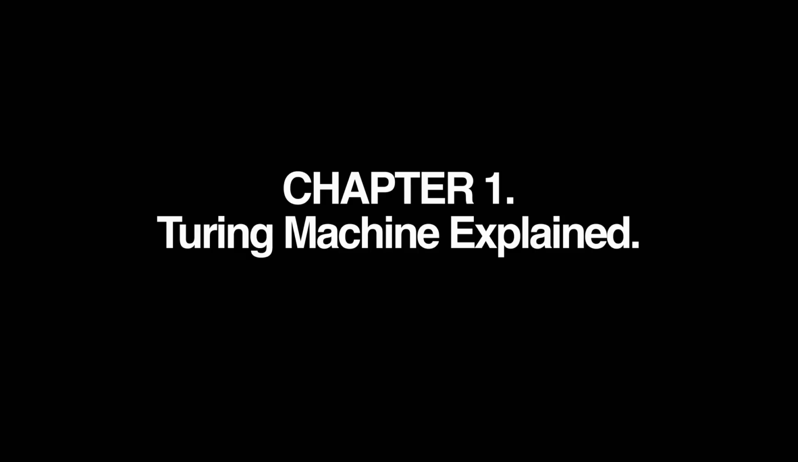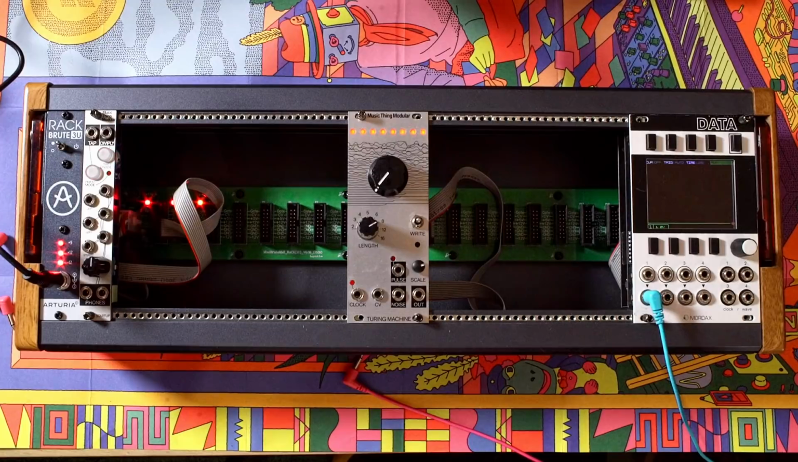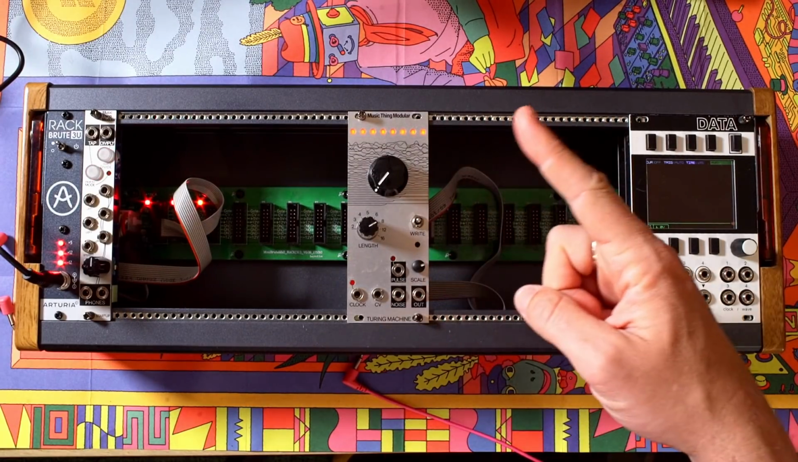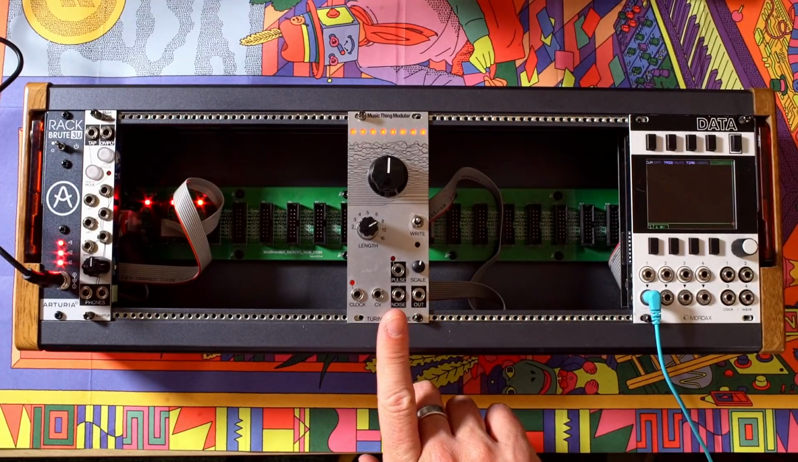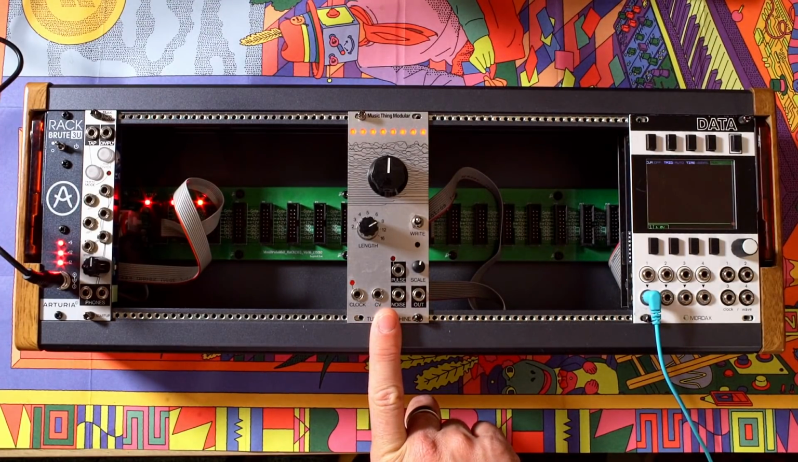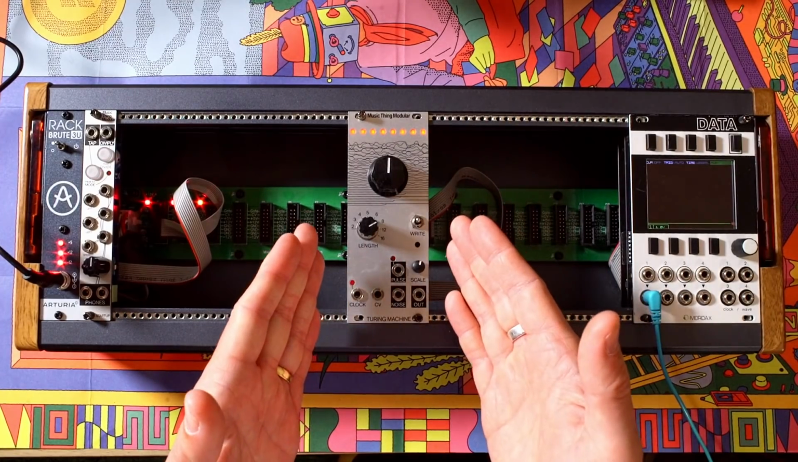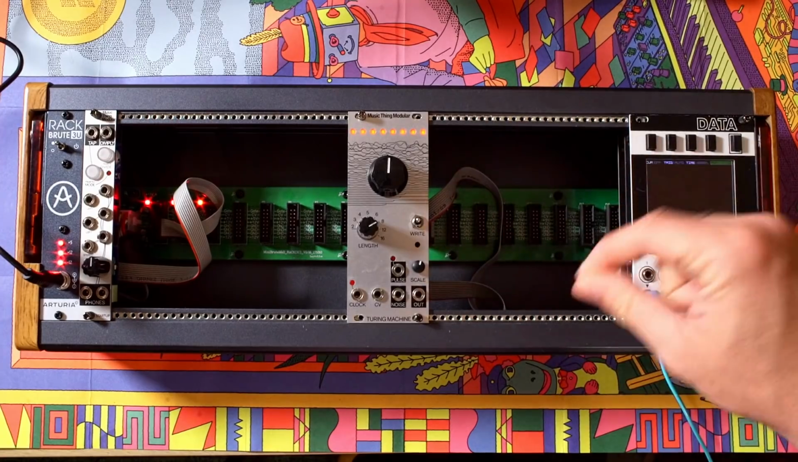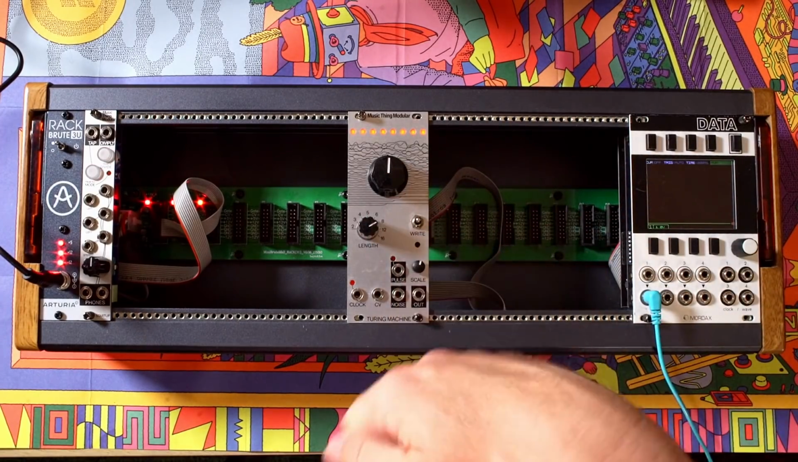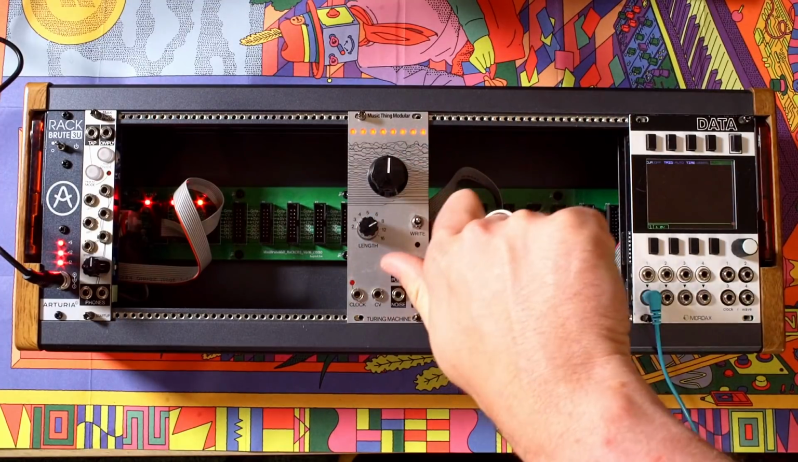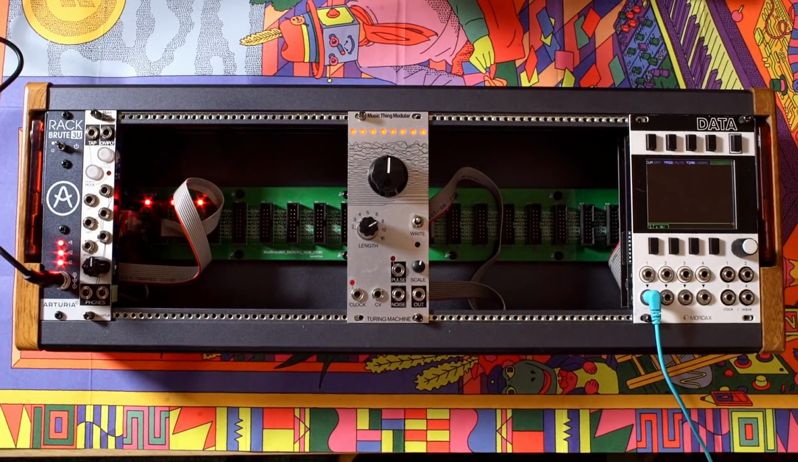Chapter 1. What is Turing Machine and why is it useful? The Turing Machine is a Eurorack module that creates random fluctuating voltages, but has this magic trick that it can lock and loop those fluctuating voltages. In so doing, the Turing Machine becomes like a step sequencer, but where you don't control what every step is going to be. You let chance determine what the step will be, and then you lock it, and then you can unlock it. The way that you make it work is that you have to feed it a clock.